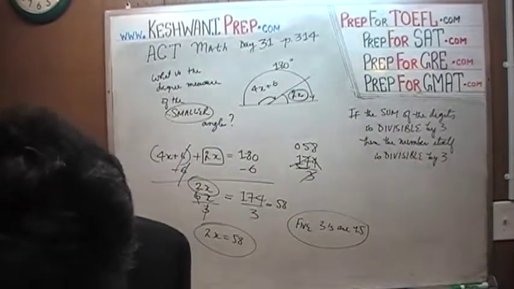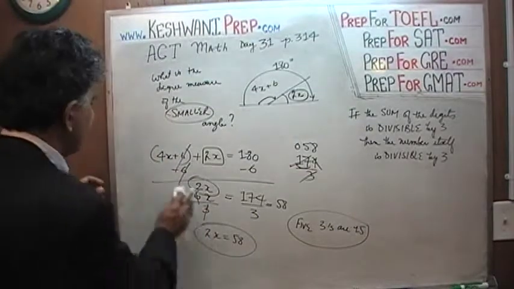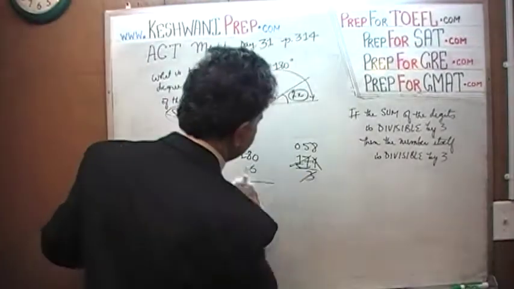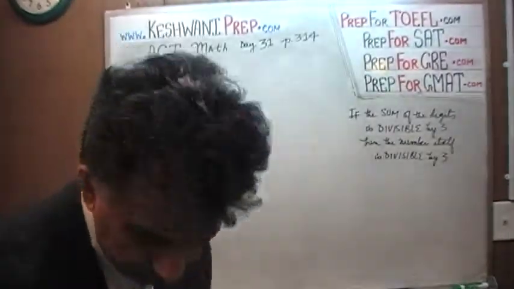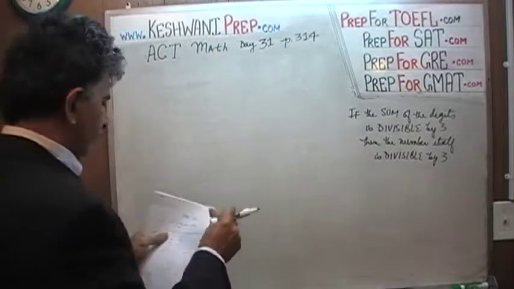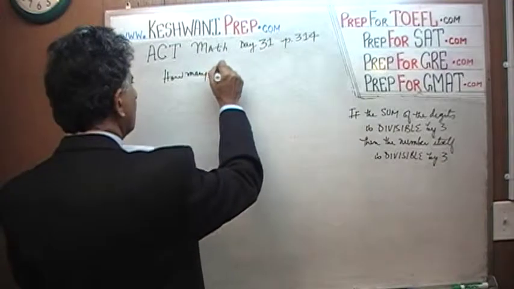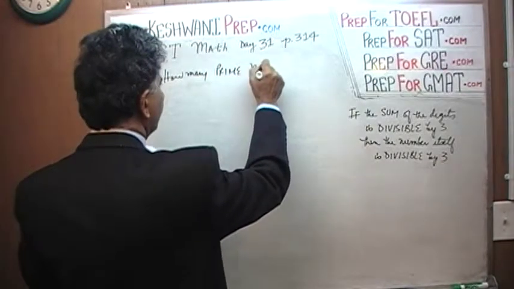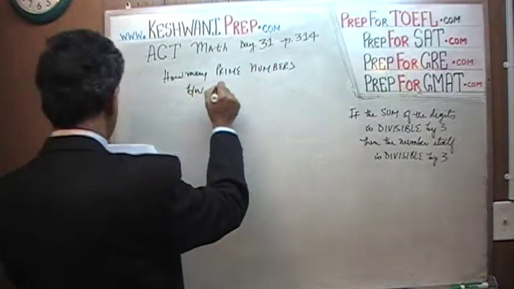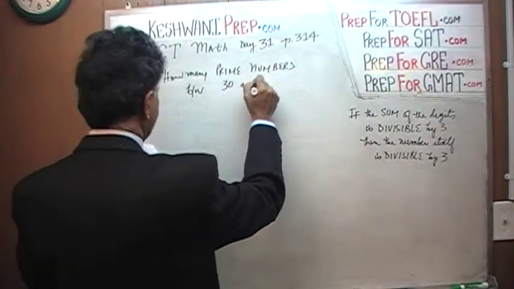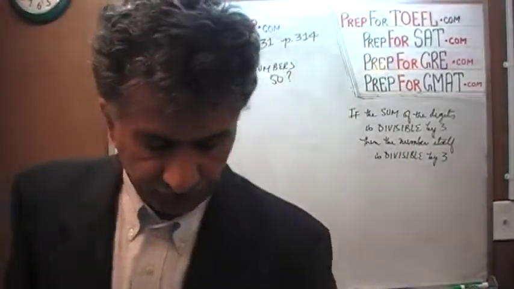Number 44. It says, how many prime numbers are there between 30 and 50? How many prime numbers are there between 30 and 50?